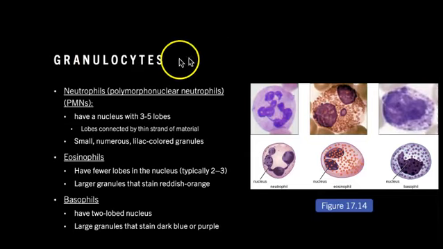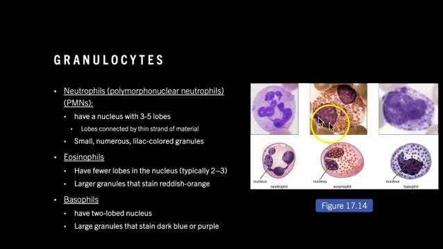first starting with our granulocytes, which, remember, are the ones where we're going to see those visible granules within the cytoplasm. And this is going to include our neutrophils, also known as polymorphonuclear neutrophils or PMNs, our eosinophils, and our basophils. So starting off with our neutrophils, these are going to have nuclei that have about 3 to 5 lobes, and you can see they're connected with a little strand of thin material, and we'll see small, numerous lilac colored granules. So that's why they're called neutral. These granules don't stand out like a bold color.